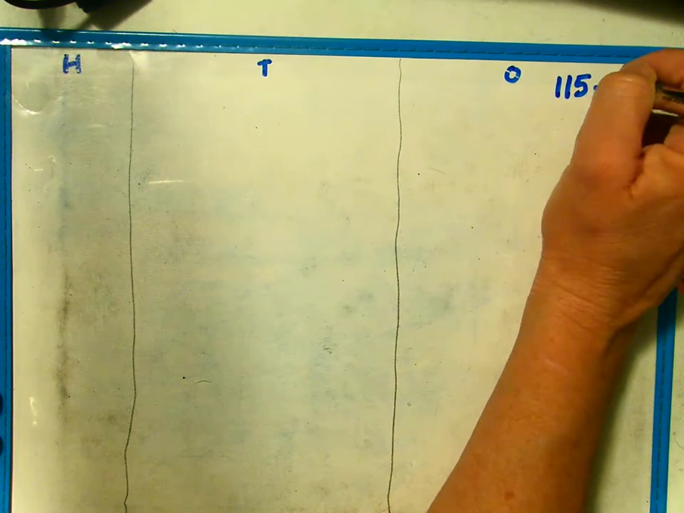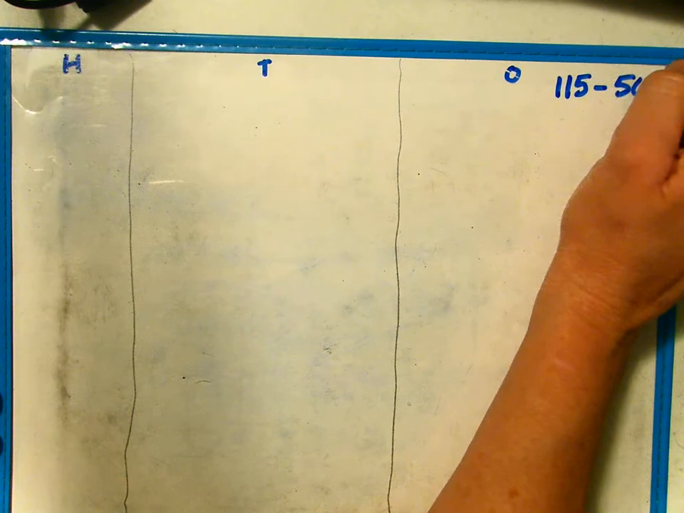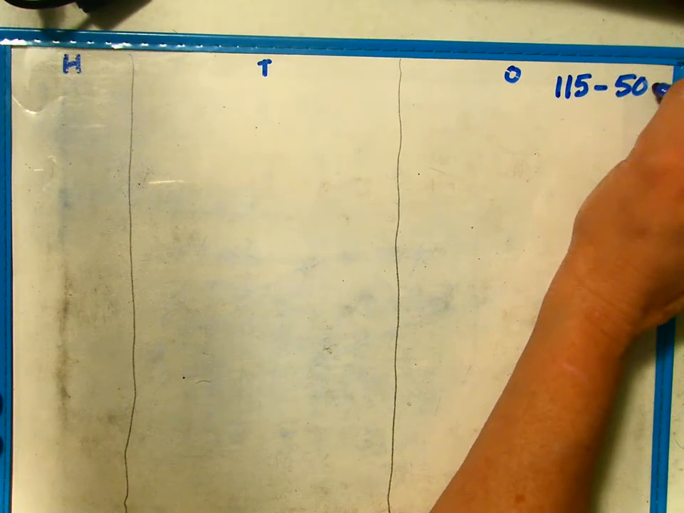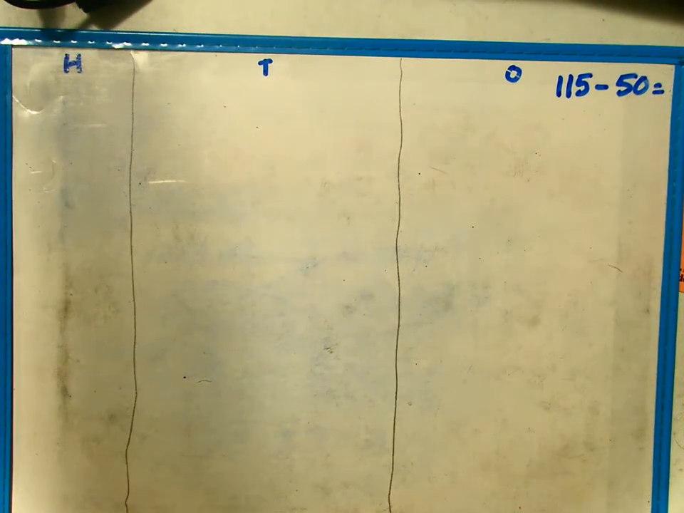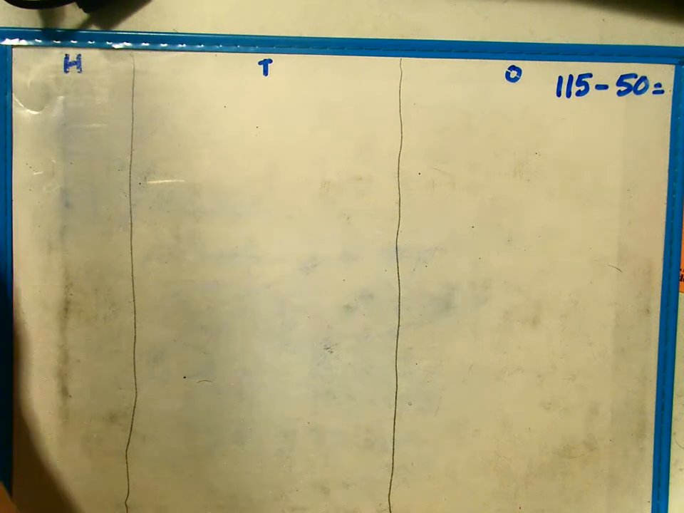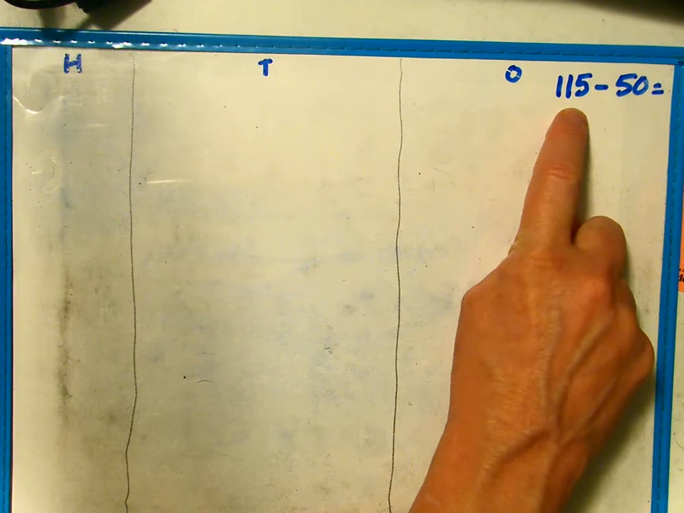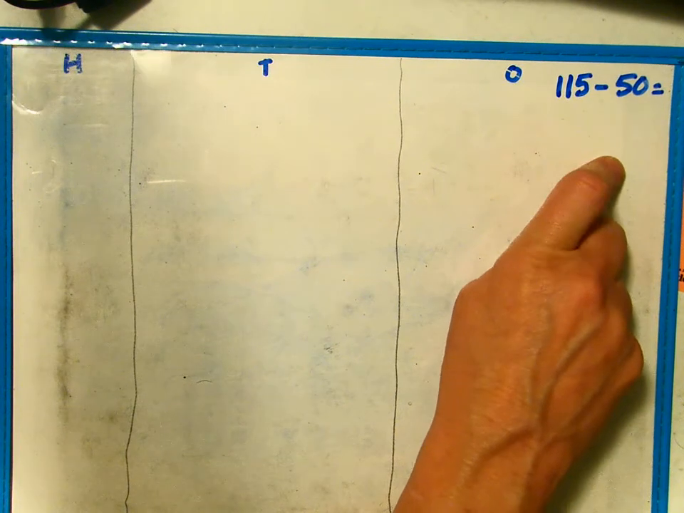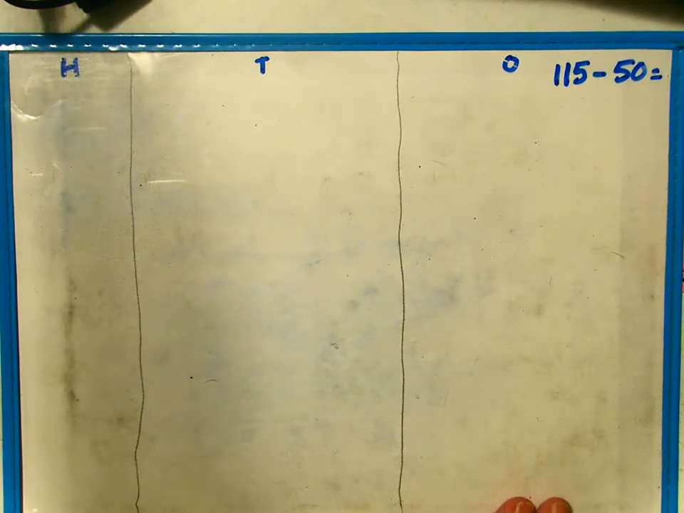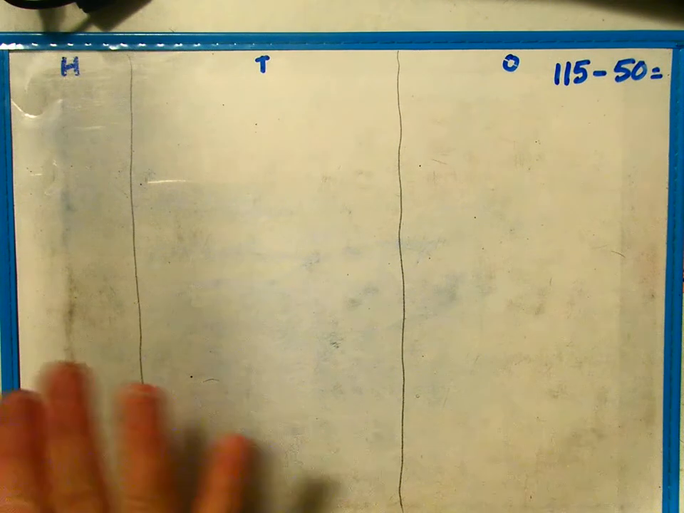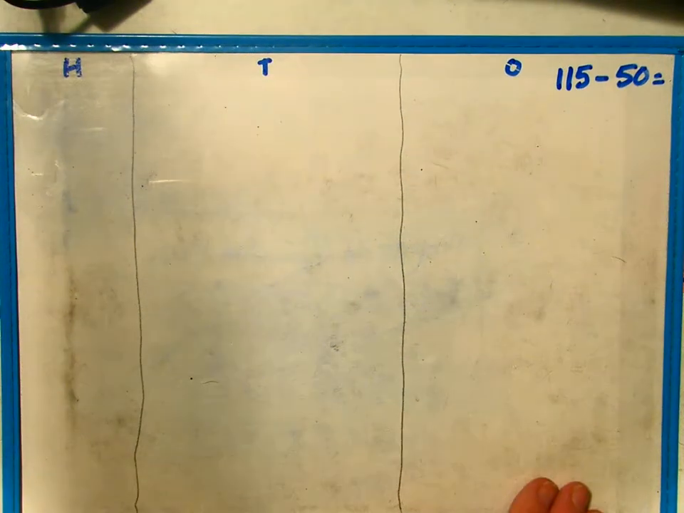115 minus 50. That's not really an easy one to do in your head. That's the kind where we're going to decompose, a lot like we were doing the other day. We could just take the 100 out and the 15 out. Let's try it today with a different strategy. Let's try to do it with our place value discs.